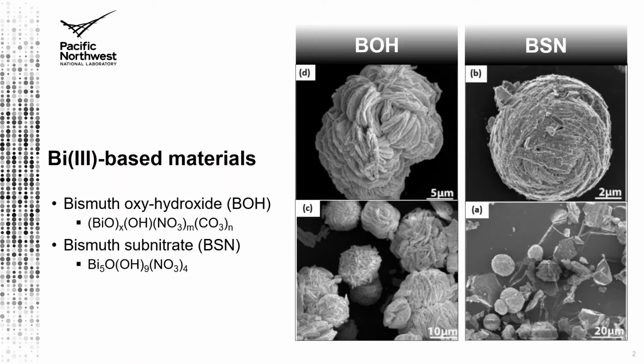Bismuth oxyhydroxide, or BOH, is synthesized in the lab by a solvothermal treatment of bismuth nitrate and urea in ethylene glycol, producing a homogeneous, mostly amorphous material. You can see two SEM images of BOH on the left. Bismuth subnitrate, or BSN, is commercially available and is more crystalline than the BOH. It is prepared through hydrolysis of an acidic solution of bismuth nitrate through the addition of an alkali.